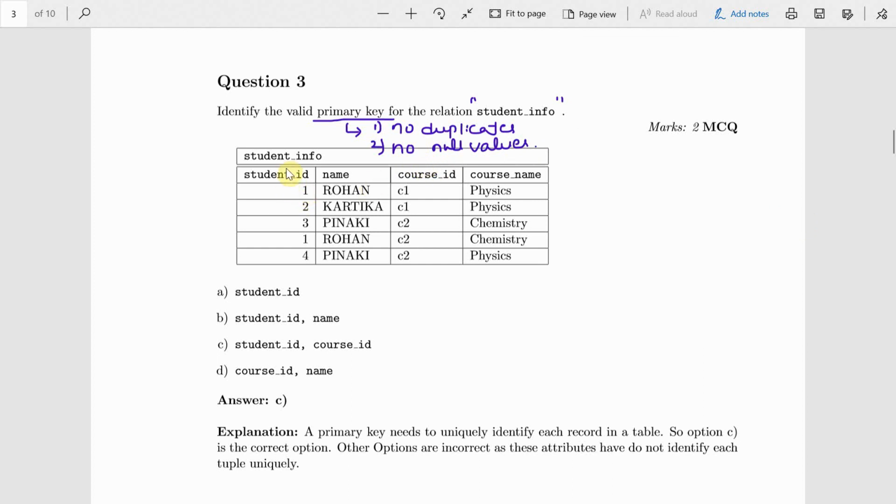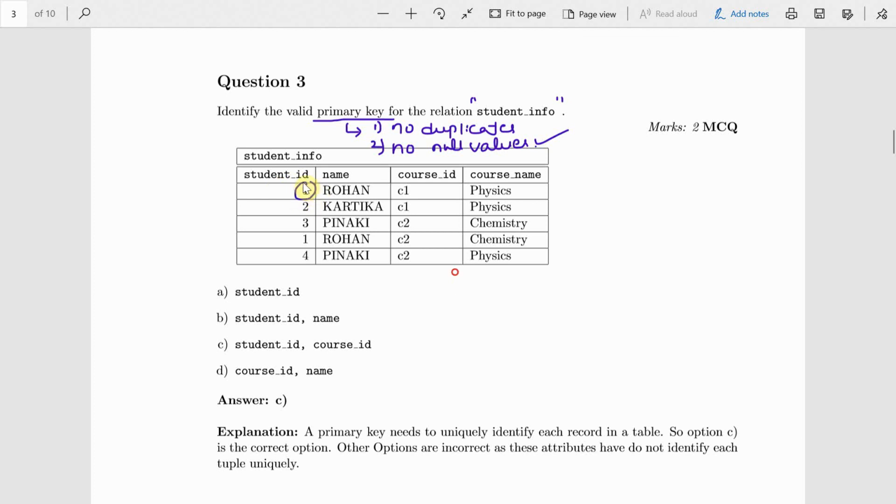And fortunately, all the columns are specified with some value and no column has a null value. So I need not check for condition 2. It is satisfied because nulls are not there. So to be a primary key, it should not have duplicates.